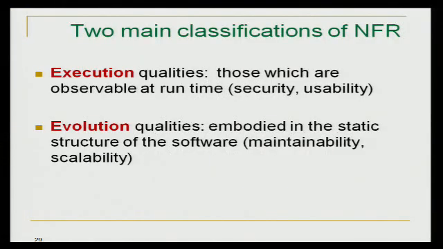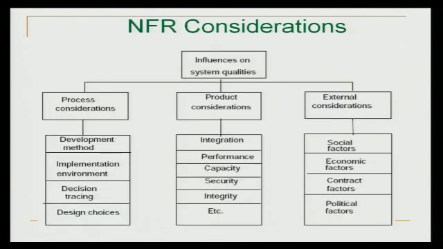So again, we have these execution qualities that are more obvious, and the evolution qualities, which are not, but are still very, very important. These are the two general categories for NFR, non-functional requirements. Now, under there, you can look at how these things actually apply to process considerations. So they may drive your development method, how you actually write your code, the implementation environment, tracing certain decisions, and then design choices.